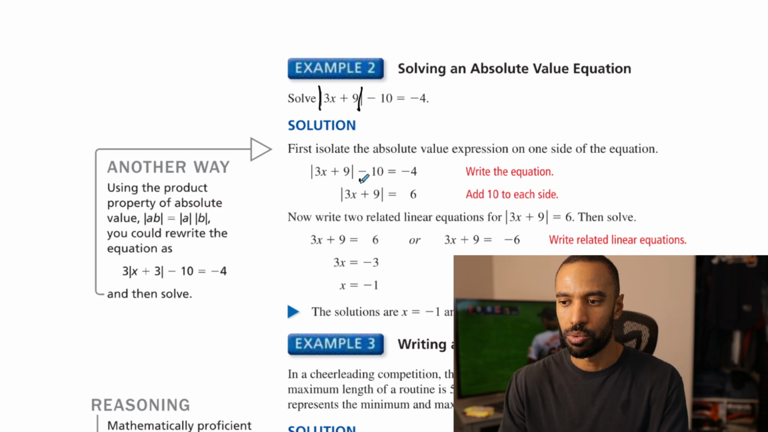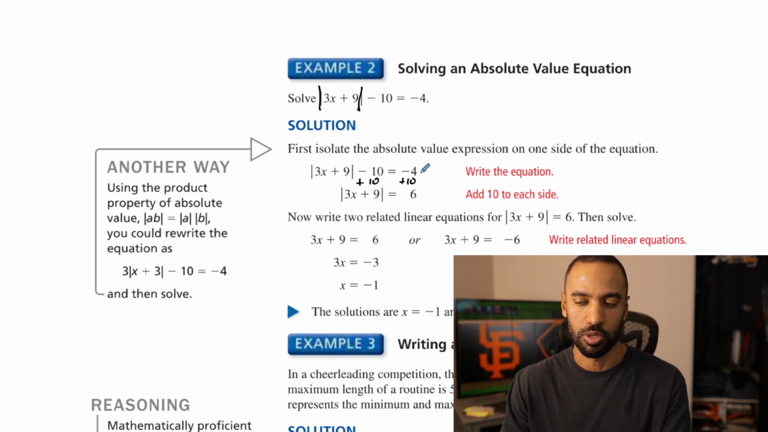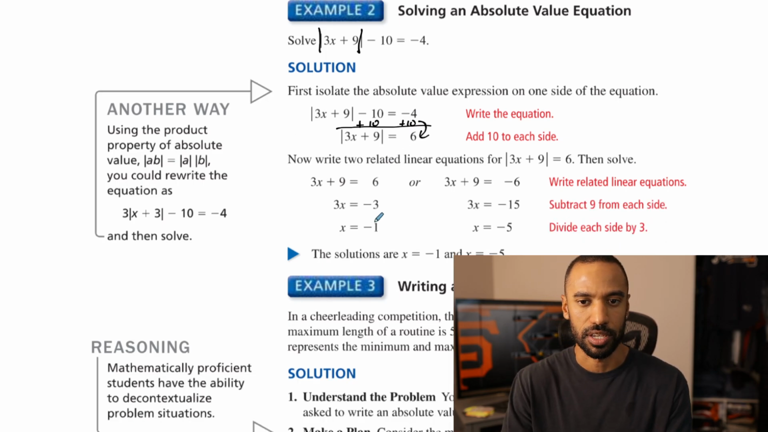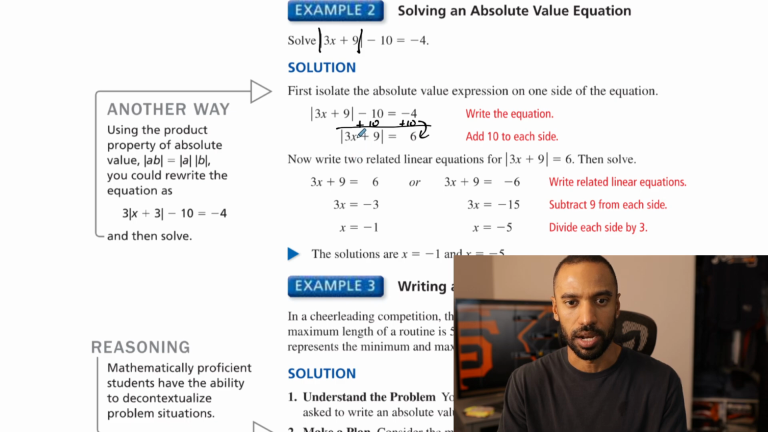So what do we got to do? Add 10 to both sides. This actually reveals the true number we're taking the absolute value of to get. It's not negative 4, it's 6. So the absolute value of 3x plus 9 equals 6. Therefore, 3x plus 9 can equal 6 or negative 6. And those are the two setups that we create.